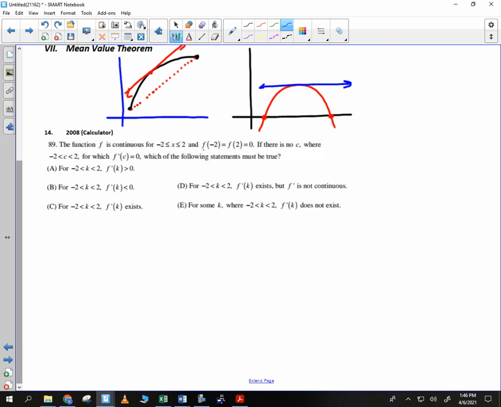Let's look at one that's more complicated. We'll look at one that's easier. It says the function f is continuous for those values, continuous from -2 to 2. Does it say it's always differentiable? It does not say it's always differentiable, so it could have a corner, couldn't it? It says f of -2 equals f of 2, which equals 0. What does that mean?